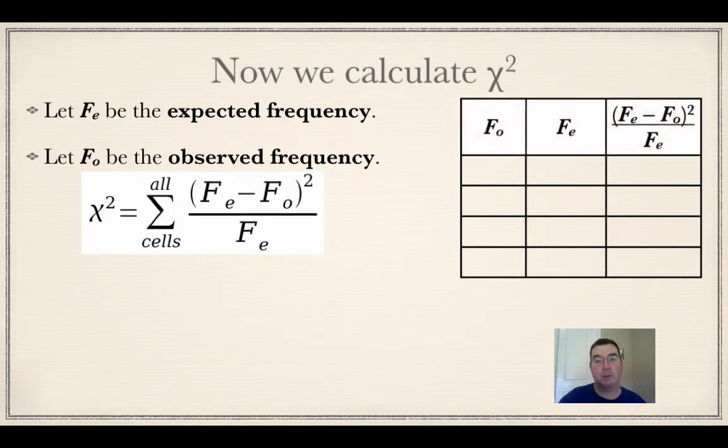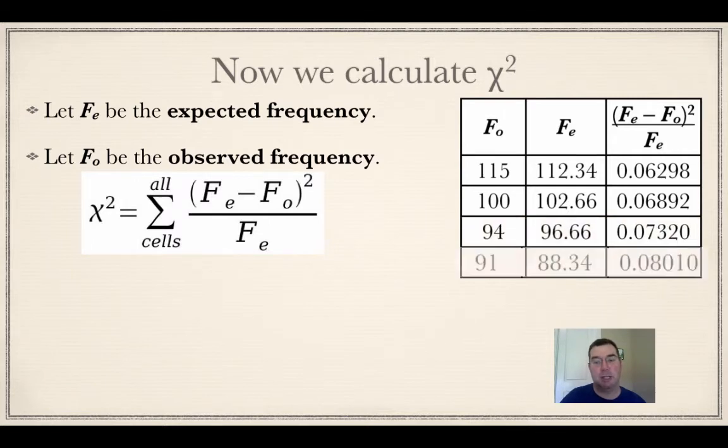For each cell, there are four of them, I'm going to figure out my observed frequency and my expected frequency, and then plug both of those into that formula. For the top left cell, the 115 boys who brush their teeth regularly, I was expecting 112.34. If I plug those into that formula, I get 0.06298. I do the same thing for the boys who don't brush. I do that for the girls who brush and the girls who don't brush their teeth, and those are the values that I get.